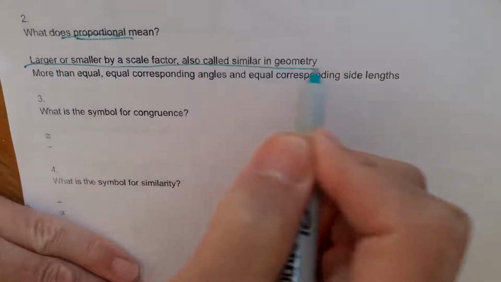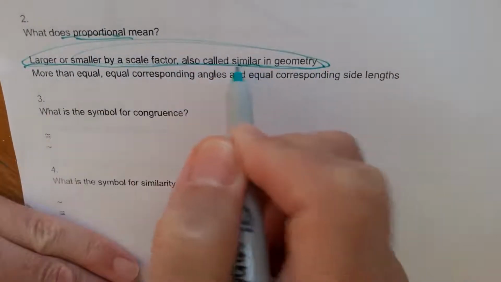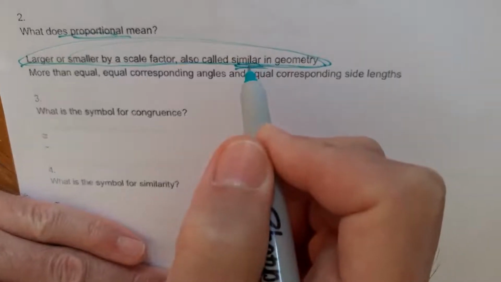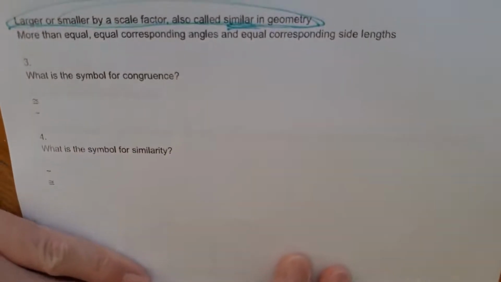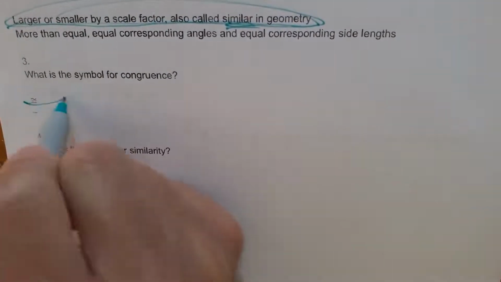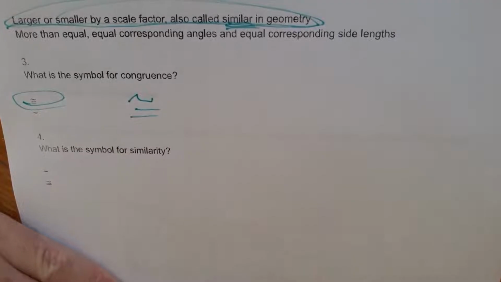So larger or smaller by a scale factor is called similar in geometry, and that's our scale model helicopter. It is proportional, and we will use a proportion to solve it. What is the symbol for congruence? It's right here. It's an equal sign with a squiggly line over it. Just remember what it is.